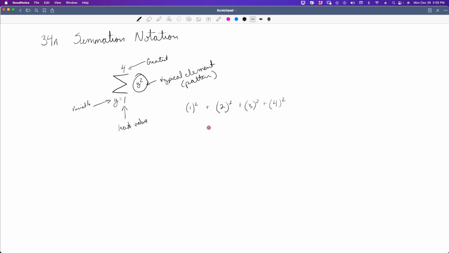That's all we're doing. So 1 squared is 1. 2 squared is 4. 3 squared is 9. And 4 squared is 16. And when we add all of those together, we get 30. That's all you're doing. Whatever this pattern is, we're going to sub in this number, starting at the lowest value, into the variable that it includes. That's all it is. Pretty straightforward and easy. The main thing is to remember what these parts mean. So let's jump right into an example problem.